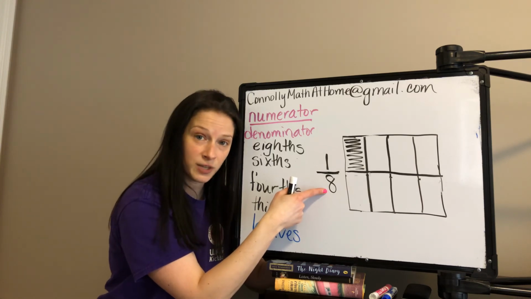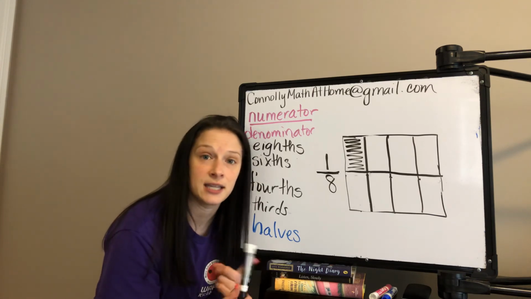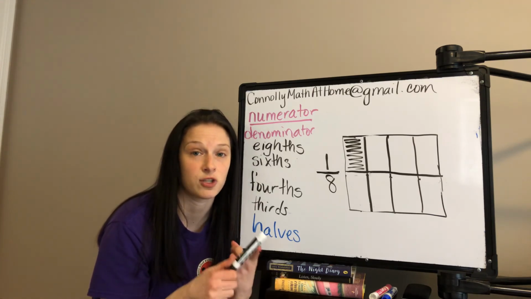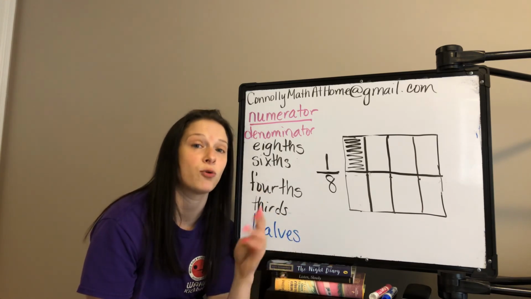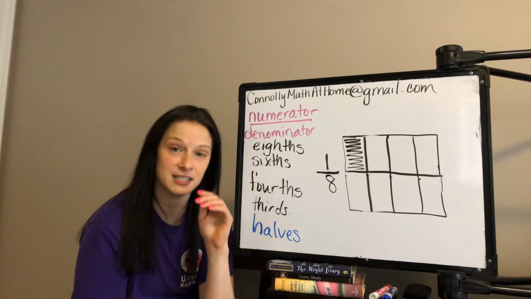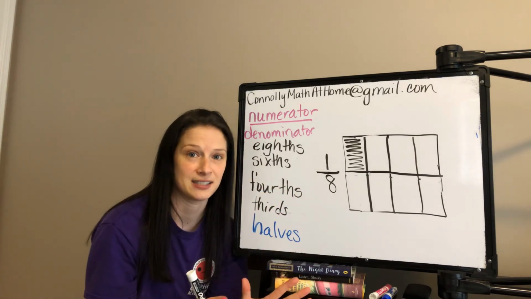Very important things that we did when we were making our representation. We double checked the number of parts. Okay, if we're talking about halves, it's 2. If we're talking about thirds, it's 3. If we're talking about fourths, it's 4. If we're talking about sixths, it's 6. And if we're talking about eighths, it's 8 equal pieces.